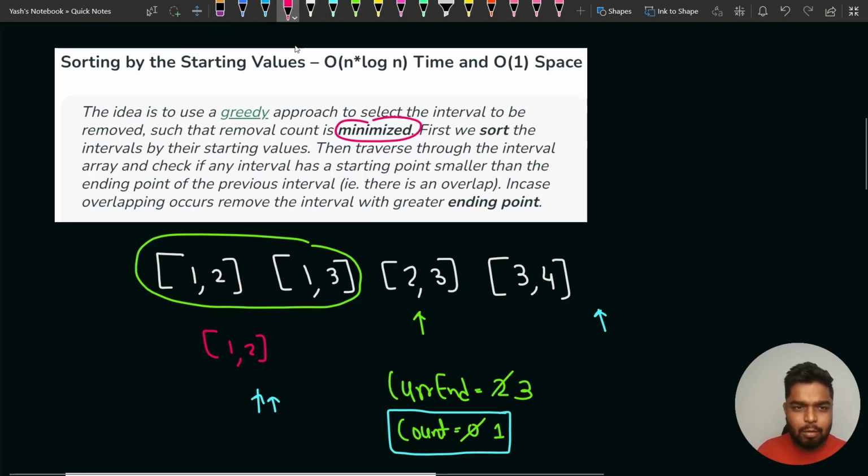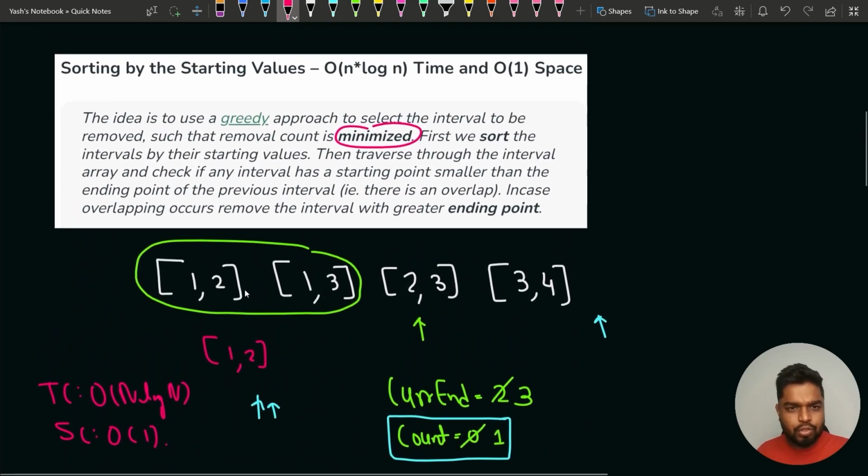Now how much time complexity would this take? Since you'll be sorting the intervals, sorting would take order of n log n time, and we will not take any extra space. So that is why space complexity would be order of 1. So let's write this. Time complexity for this approach would be n log n, and the space complexity for this particular approach would be order of 1. I hope that this approach is clear so far with respect to sorting by starting time.